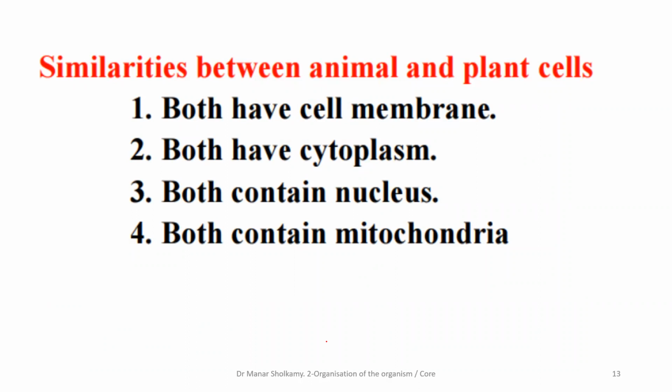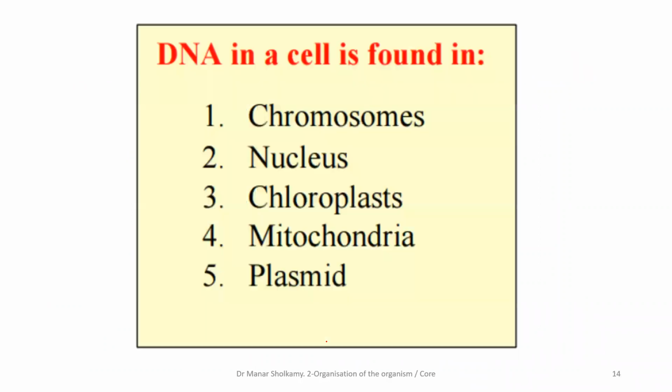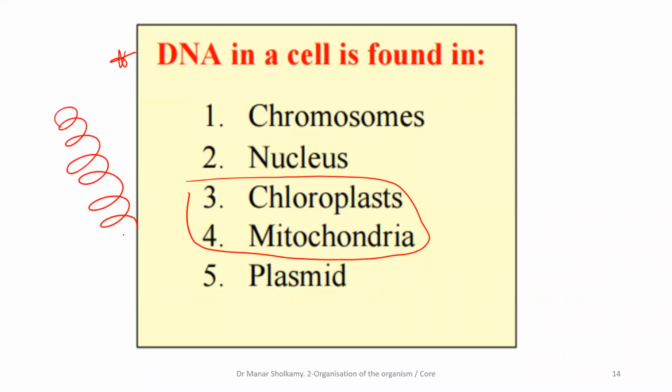Now, similarities between both. They both have membranes, cytoplasm, DNA. We did talk about the chloroplast and the mitochondria, and we said that they have their own DNA and their own ribosomes. So they can ask you, where is DNA found? DNA is the small part of the chromosome. Chromosomes are large molecules made up of DNA. So DNA is found in the nucleus, in the chromosomes inside the nucleus, in the chloroplast, in the mitochondria, in the circular DNA in the bacteria, and in the plasmids of bacteria.